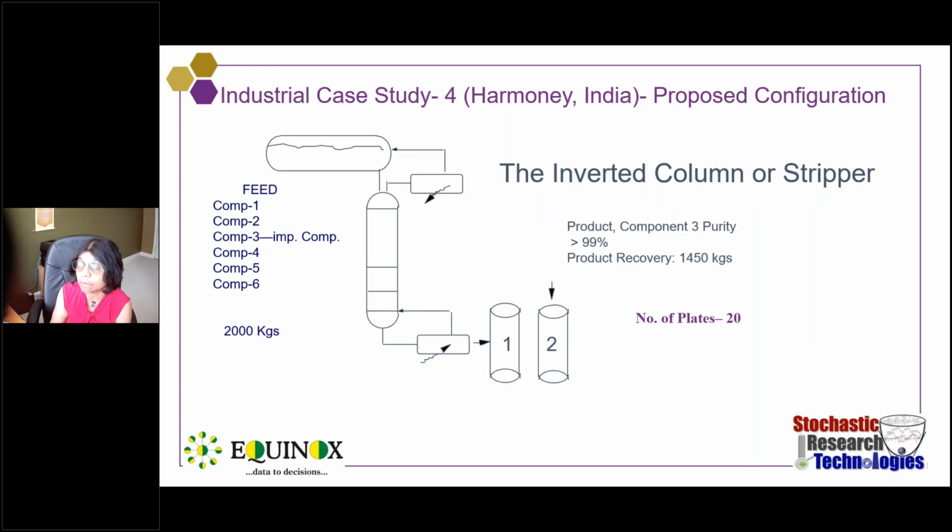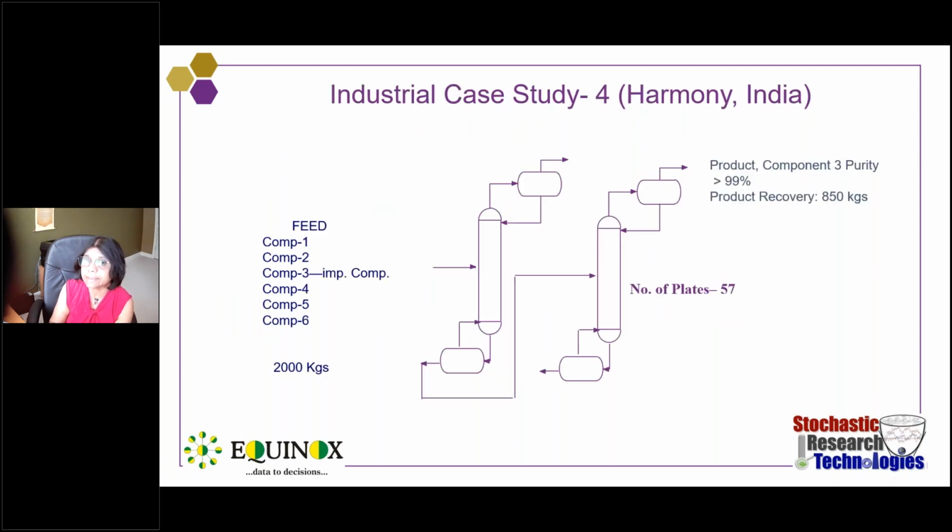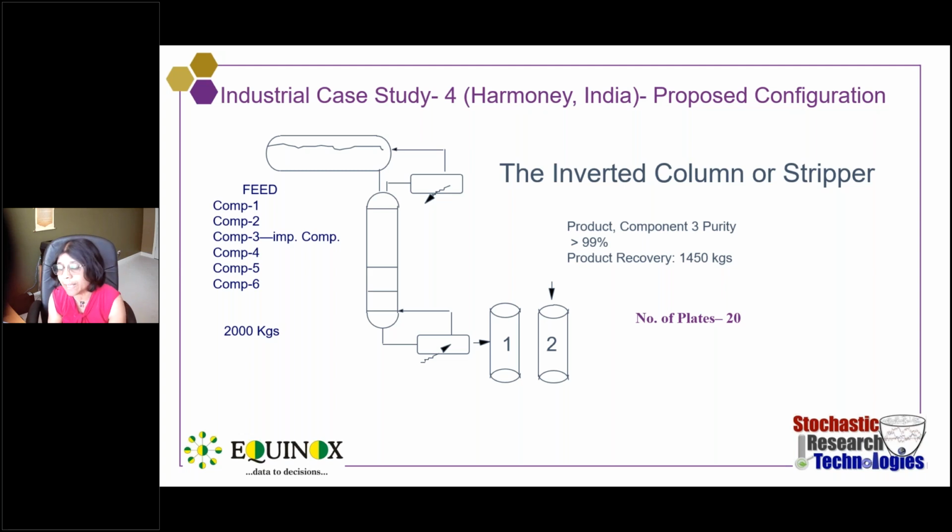Instead of a large column of 57 trays, they needed 20 trays. And essentially you get the same purity in a batch column, which is a stripper. These are the proposed columns. These are some of the industrial examples. In most of these cases, what you will see is that we saved a lot of energy also, and that really helped. So you could use different configurations, different columns.